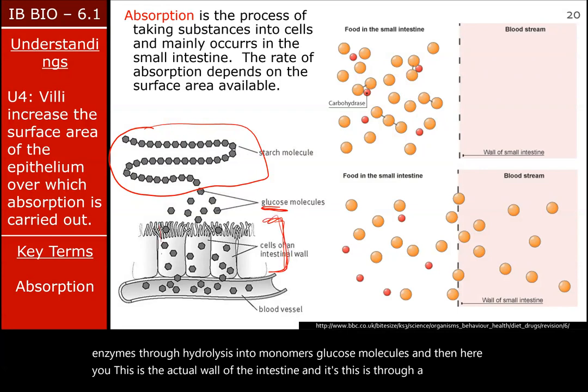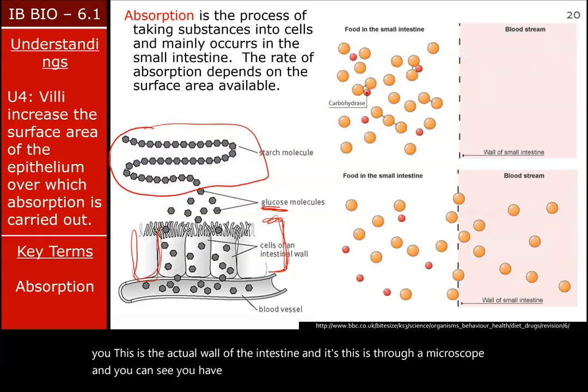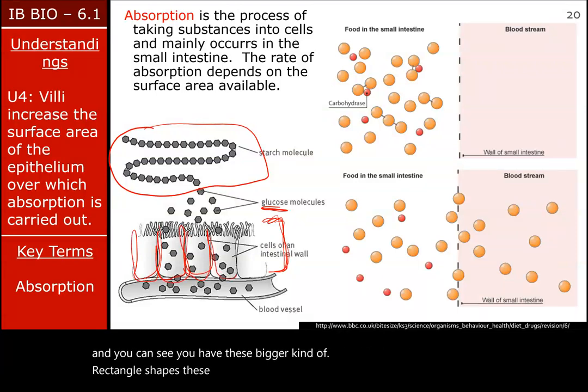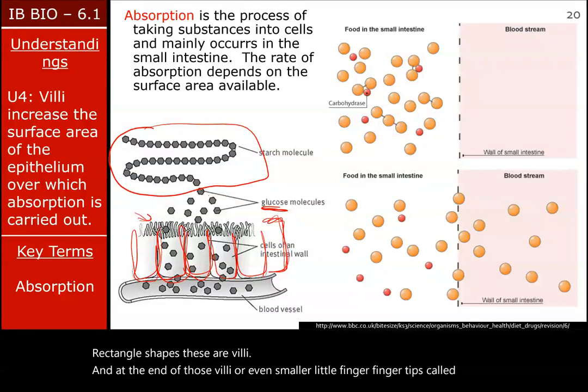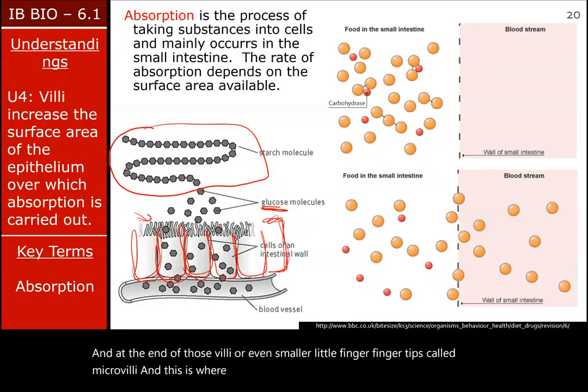Here you have the actual wall of the intestine through a microscope. You can see these bigger rectangle shapes. These are villi, and at the end of those villi are even smaller little fingertips called microvilli. This is where the absorption of those monomers, those single glucose molecules, actually happens.